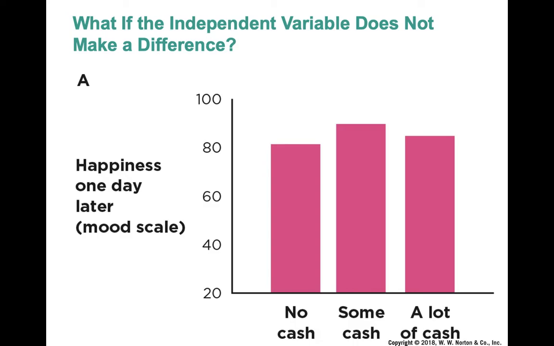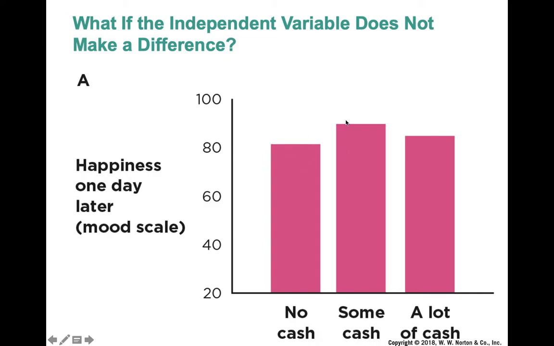So in this first hypothetical study, you could think about researchers giving participants some amount of money and looking to see whether there's an effect on their happiness one day later. And so you could think about the 3 experimental conditions as either receiving no cash, some cash, or a lot of cash. And even though there's very small differences between these bars, which would indicate that on average there's some difference, what we see here is that there's not a large enough difference between these 3 groups to be statistically significant. That is, we can't rule out that these are just merely random influences.